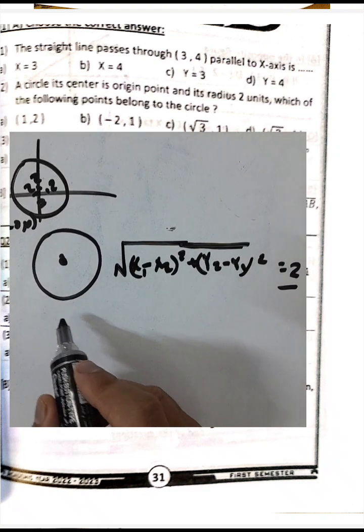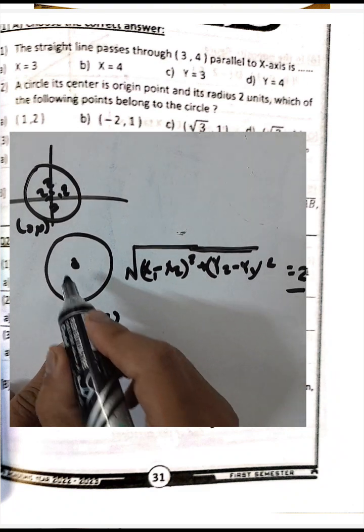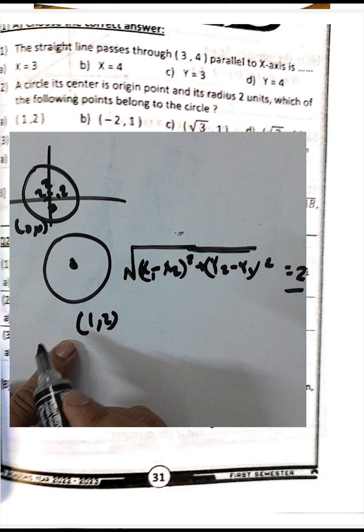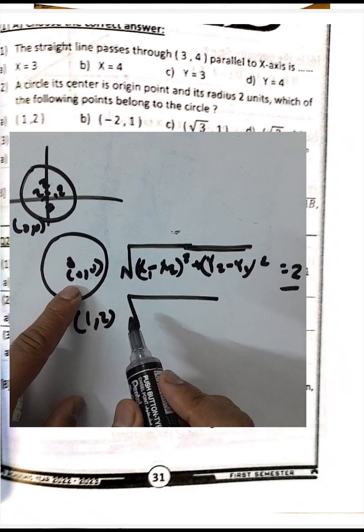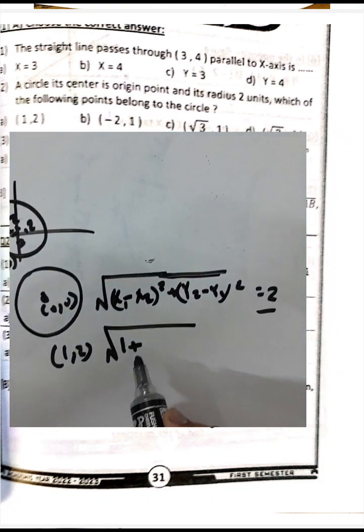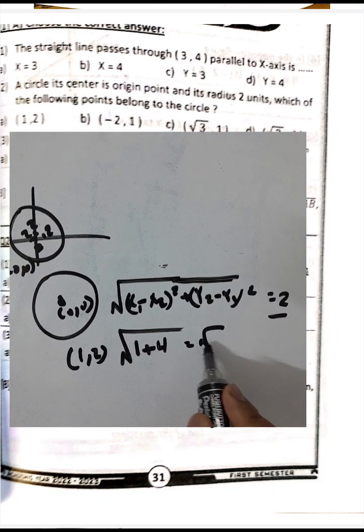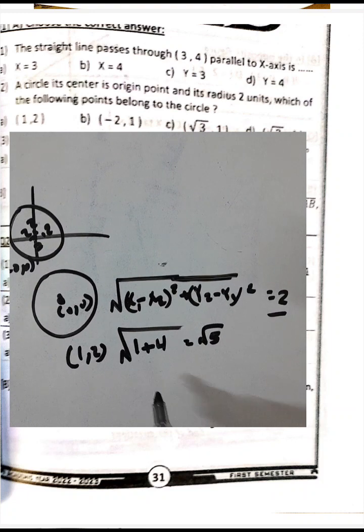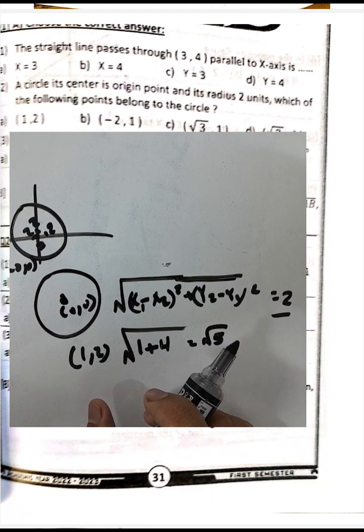Look with me at (1, 2). We will find the distance between (0, 0) and (1, 2). 1 minus 0 equals 1, squared is 1, and 2 minus 0 is 2, squared equals 4, then the result will be the square root of 5. So this point is not on the circle, letter A is false.